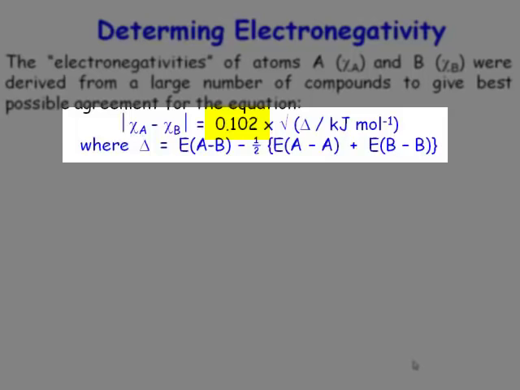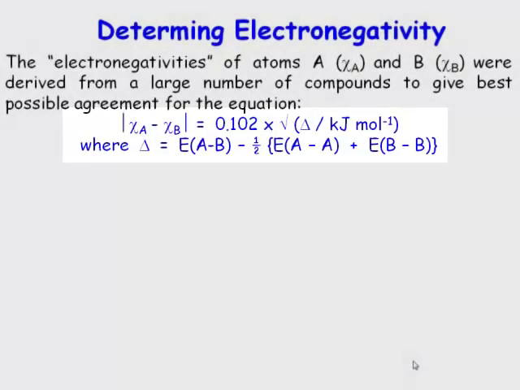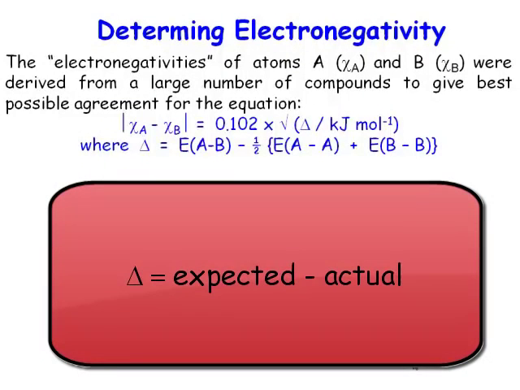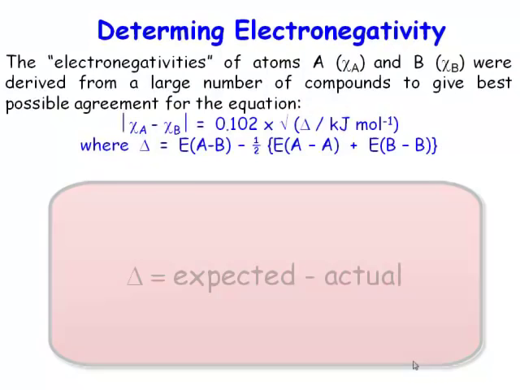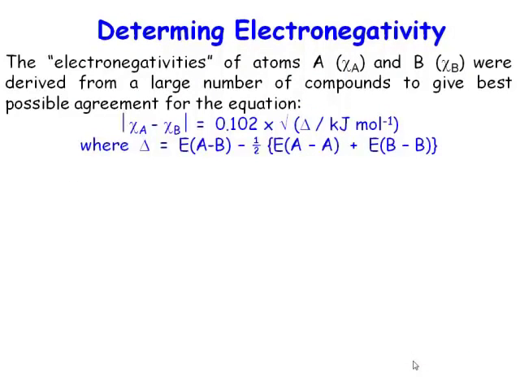That is a scaling factor to reflect the modern units of kilojoules per mole. When Pauling was working on this, he was using the units of electron volts. So the modulus of this is equal to 0.102 times the square root of delta. Now, what is delta? Delta is the difference between the average bond strength that you'd expect and the bond strength that you actually observe. And if you plug that information into there, you can work out what the modulus of chi A minus chi B is. So that just tells you the difference in electronegativity.